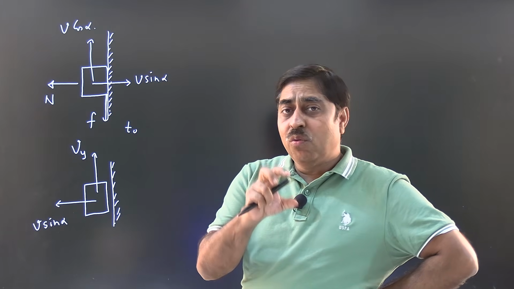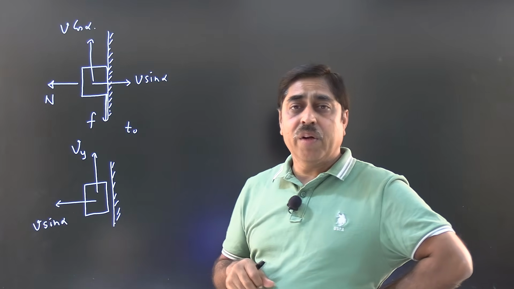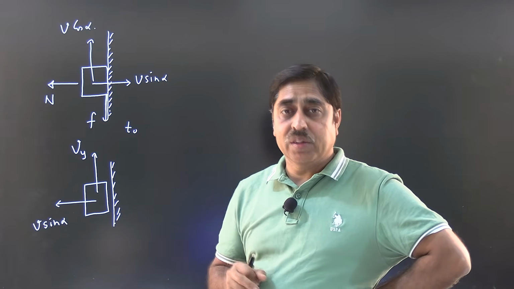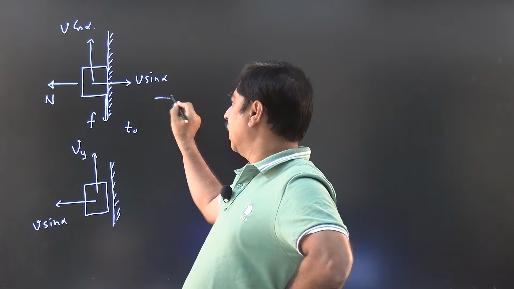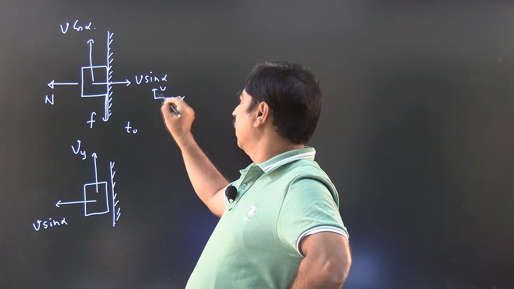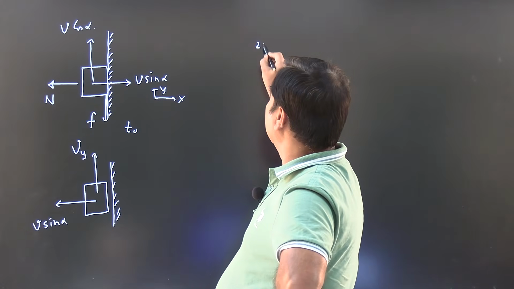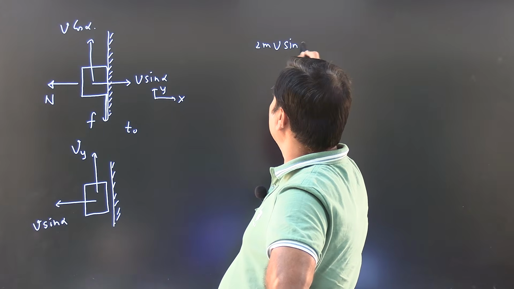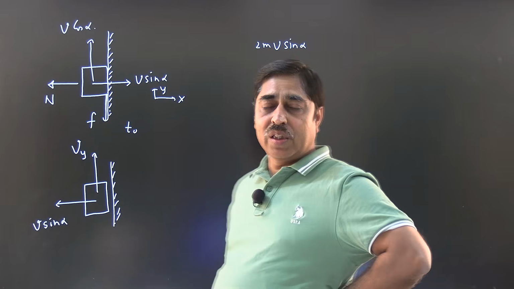So, we will not try to find the value of N, rather we will try to find the value of its impulse. Obviously, change in momentum of this cube in this direction, let me call it as x and this as y. So, change in momentum of the cube in x direction is 2mv sin alpha, isn't it? mv sin alpha in this direction, final is mv sin alpha in this direction.